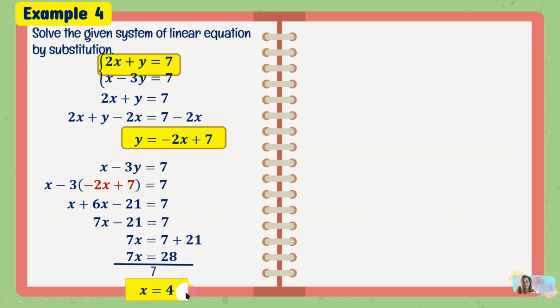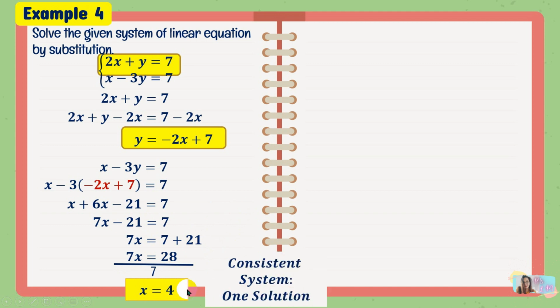And again, dahil may value si x, ibig sabihin, meron tayong consistent system at meron tayong only one solution for this system. So, x is 4, isa-substitute natin yan dito sa ating nakuhang value ng y kanina sa step number 1. Y is equals to negative 2, instead of x, we have positive 4, plus 7. So, negative 2 times 4 is negative 8 plus 7.